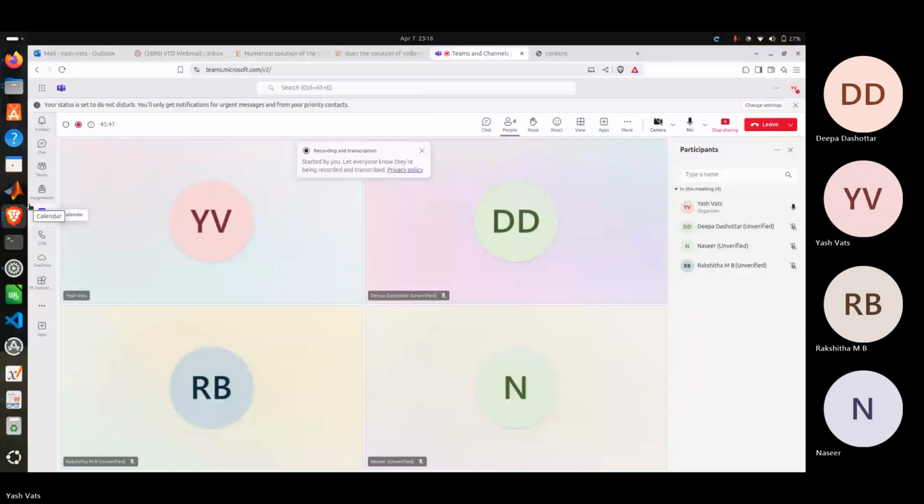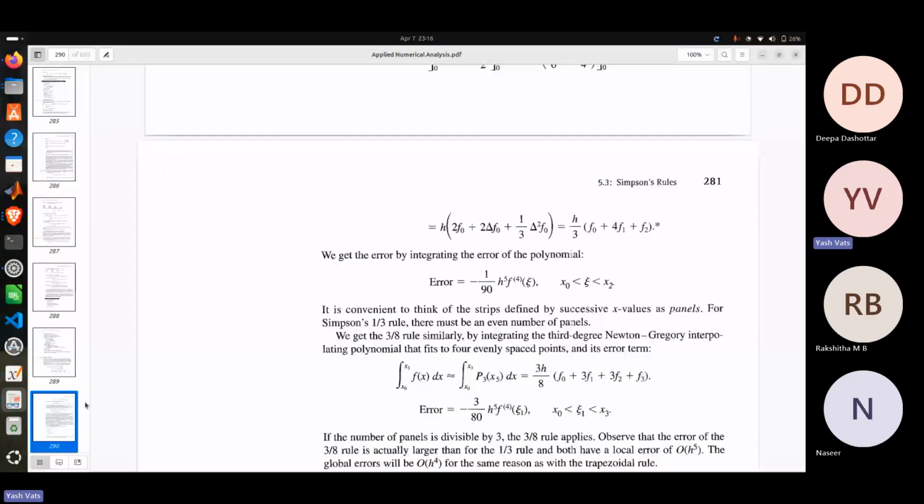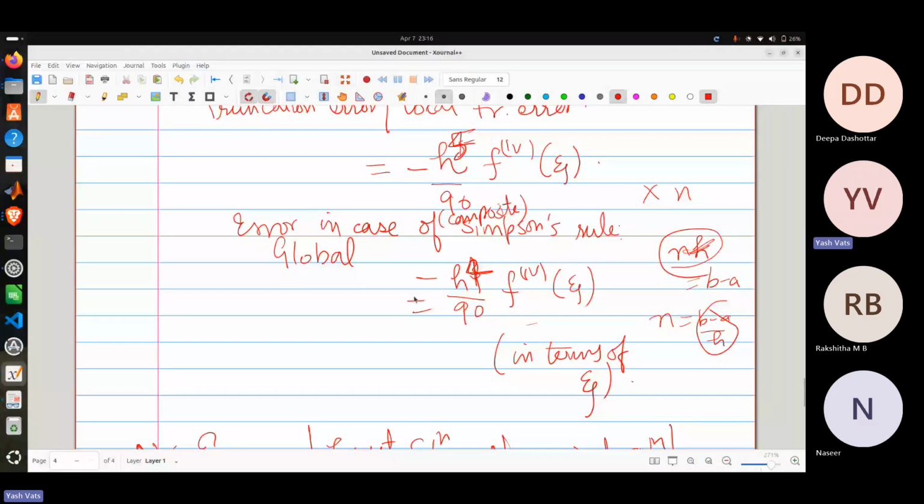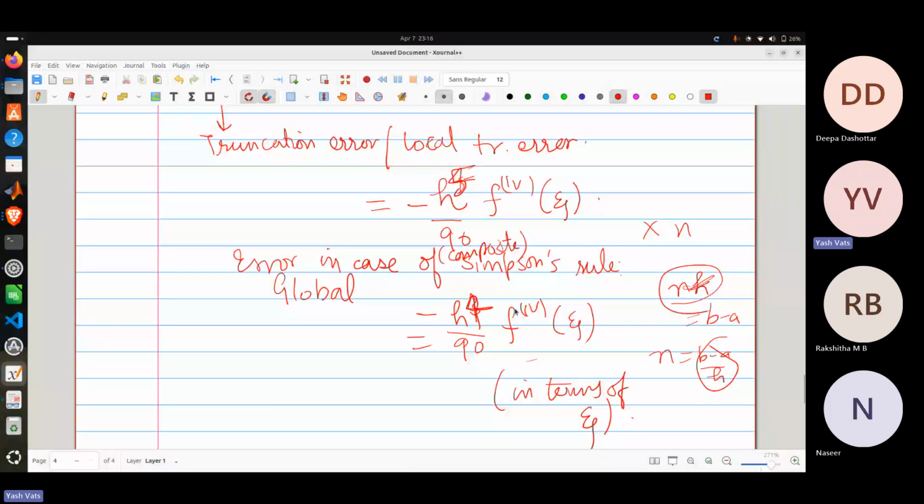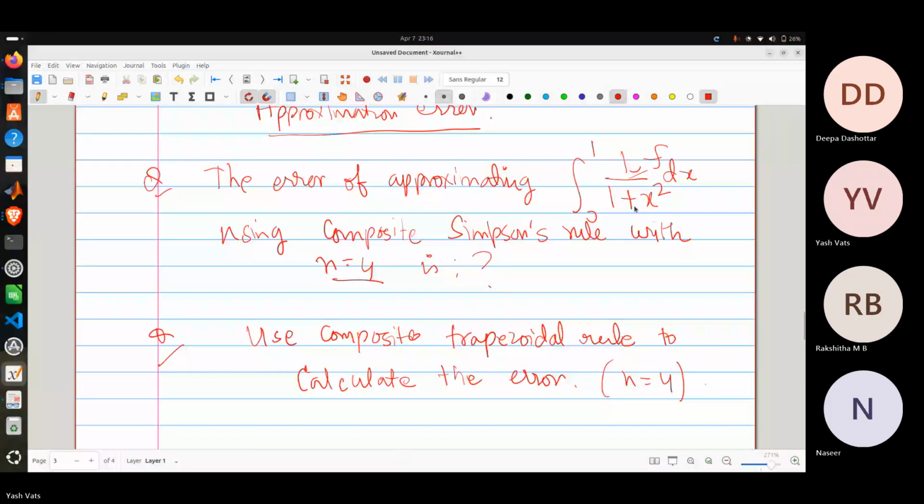Any doubts? Okay, if this is clear, then it's good. So use the composite trapezoidal rule to calculate the error, then you can always use the exact solution minus numerical, and take the absolute value. Otherwise, if you need to find the bounds, then just use these formulas where f is defined. f is basically your function over here, then you can use it.